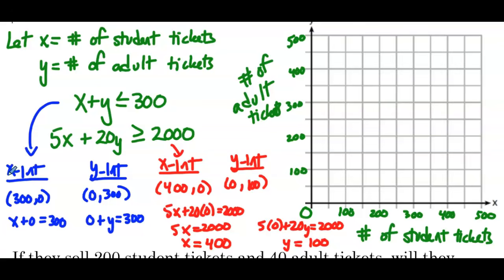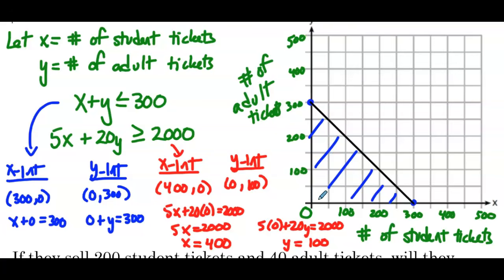So we'll start with the first inequality, so 300, 0, and 0, 300 are the x and y intercepts. Connect the 2 points with a line. And we need to shade the solution set. So x plus y has to be less than or equal to 300. So the origin, 0, 0, would work in that inequality. 0 is less than or equal to 300. So we'll shade below the line.